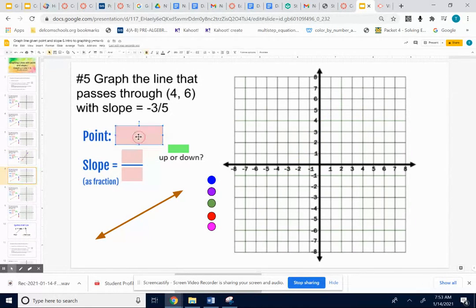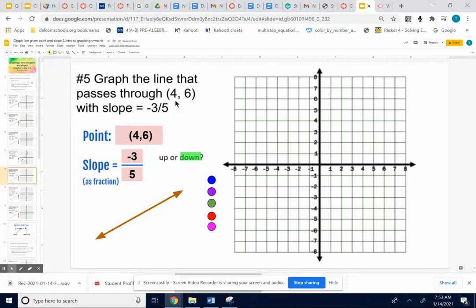Okay, the next problem, number 5. We're going to start with (4, 6) because the line goes through (4, 6). It has a slope of -3/5. That's a negative number, guys, so the line's going to be going down. When I type in my fraction for my slope, -3 over 5. So the -3 on top tells me to go down 3 over 5.